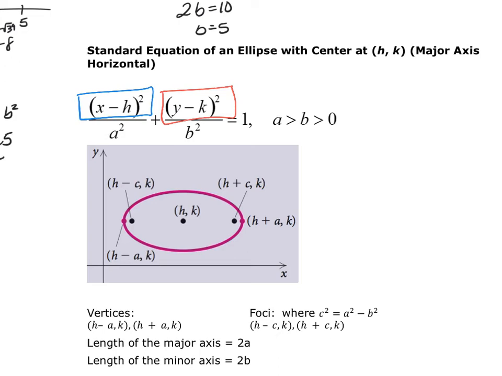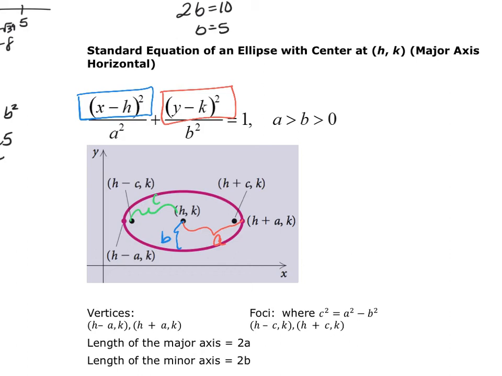Now, the distance from the center to the major is still A. The distance from the center to the minor is B. The distance from the foci to the center is still C. The only thing you have to pay attention to is those numbers need to be added to the correct parts of the center.